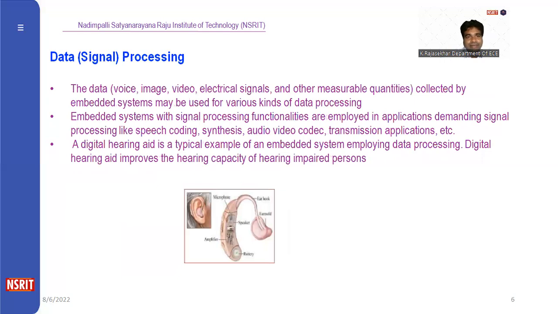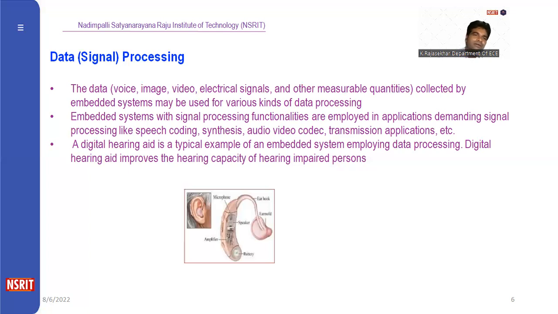Another one is the data processing or signal processing. As already told, data like text, voice, image, video, and electrical signals collected by the embedded system may be used for various kinds of processing, such as the conversion of video to audio or audio to video, that is, conversion from one kind of data to another. That can be done with the help of data processing. Embedded systems with signal processing functionalities are employed in applications demanding signal processing like speech decoding, synthesis, and audio video decoding and transmission.